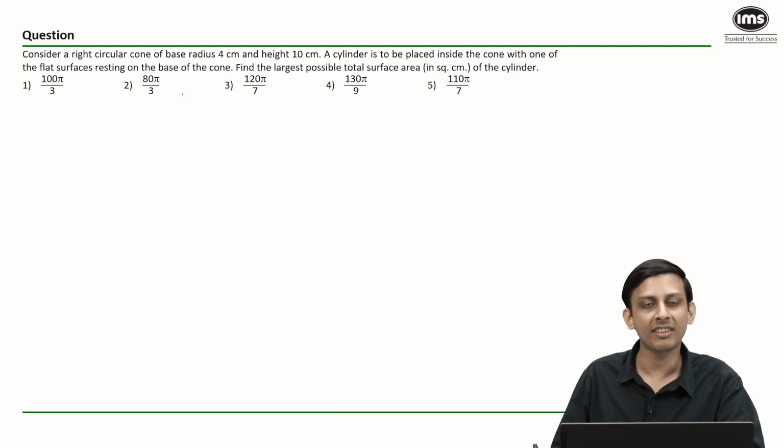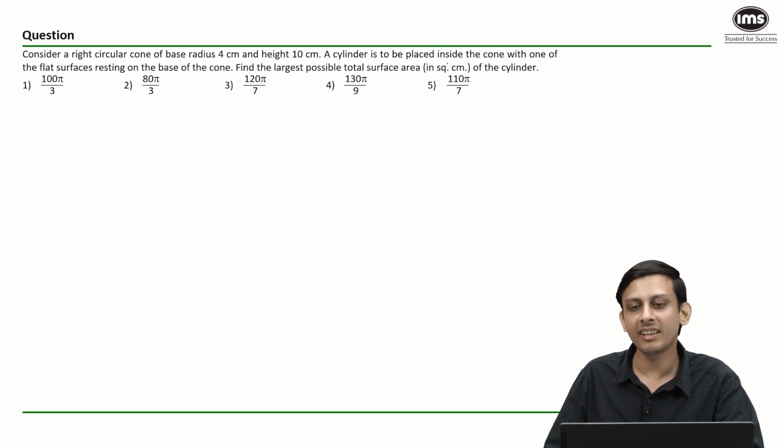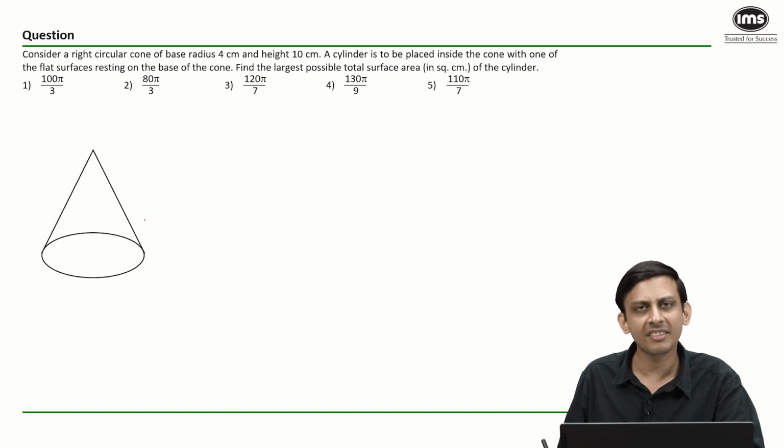If we take a look at this question, consider a right circular cone of base radius 4 and height 10. A cylinder is to be placed inside the cone with one of the flat surfaces resting on the base of the cone. Find the largest possible total surface area of the cylinder. Let's make the diagram. This is our cone.